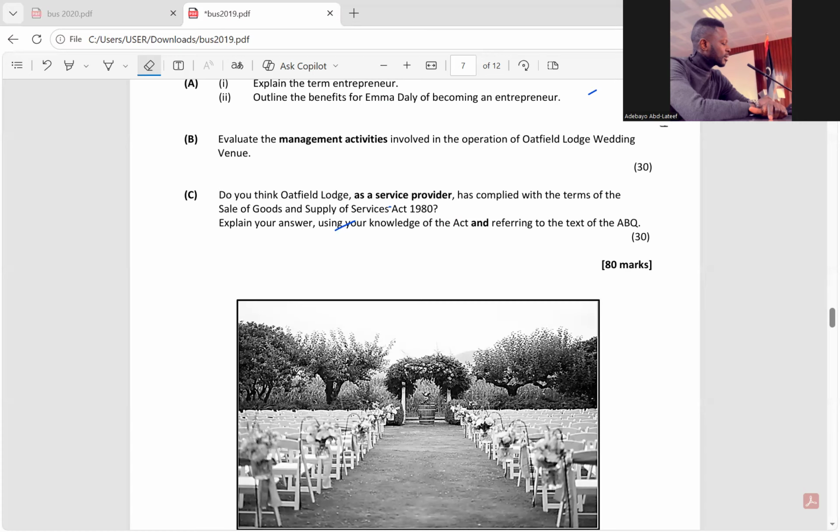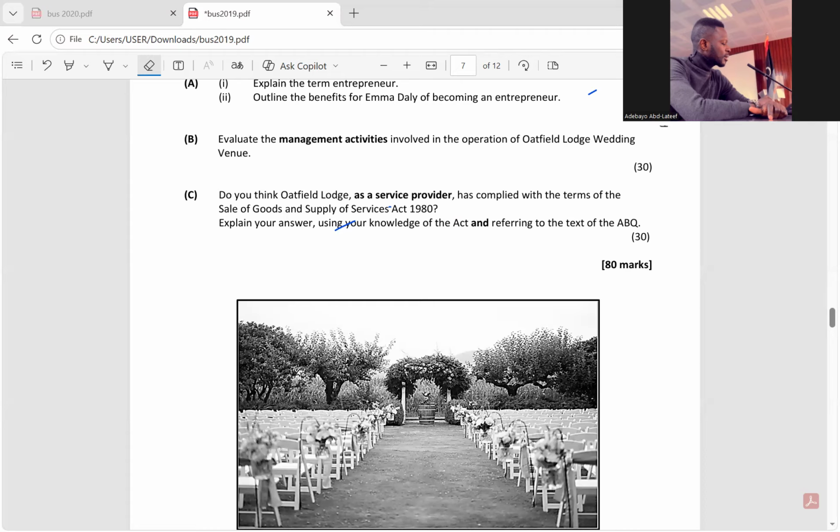One, all services should be provided with due care and diligence. Every effort should be made to ensure the service delivery is of good quality. According to the Sales of Goods and Supply Act of 1980, all services should be provided with due diligence. And when we talk about due diligence, it simply means you have to put in all efforts to ensure that the service you're providing to your customers is of great delivery. But according to this, everything was in a rush.